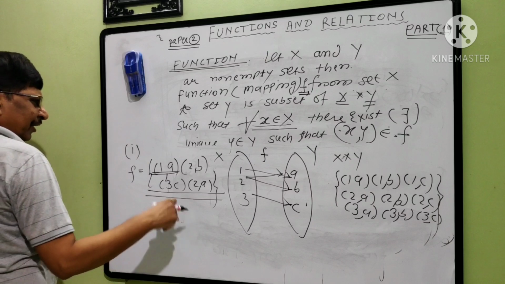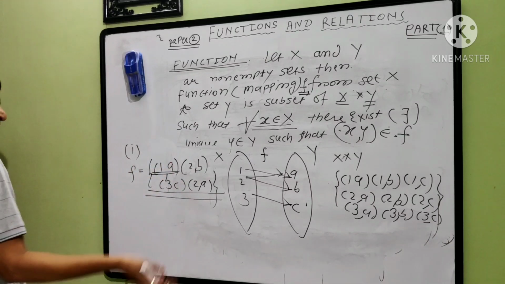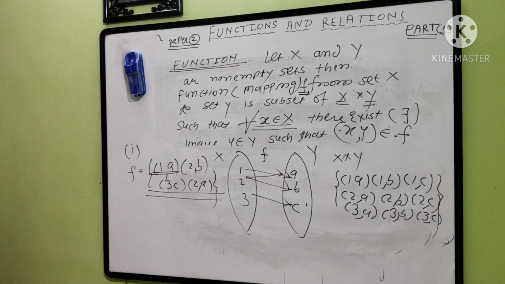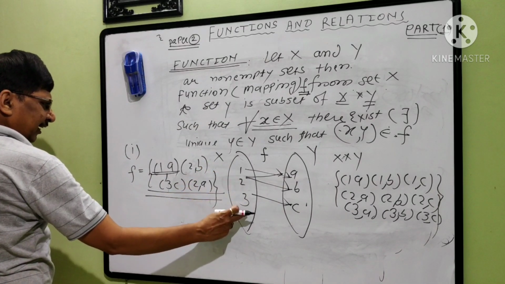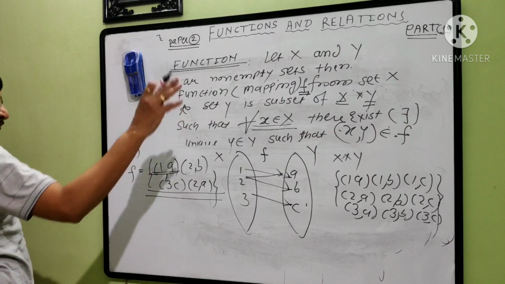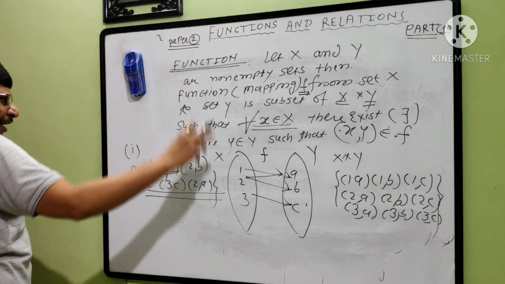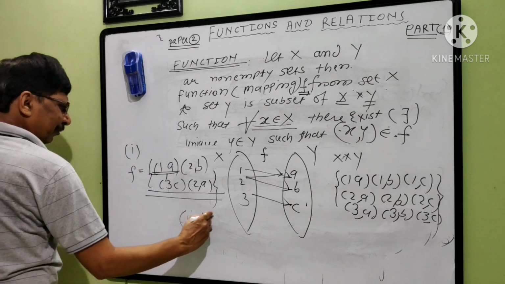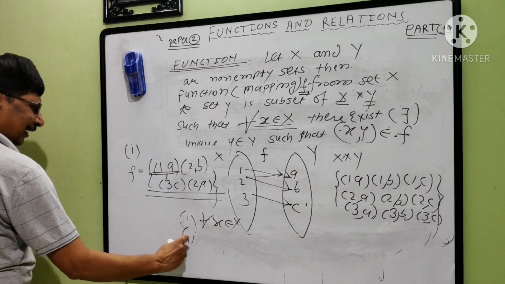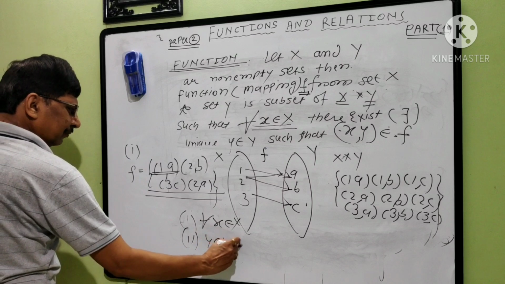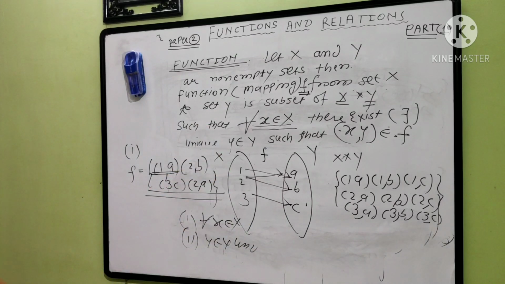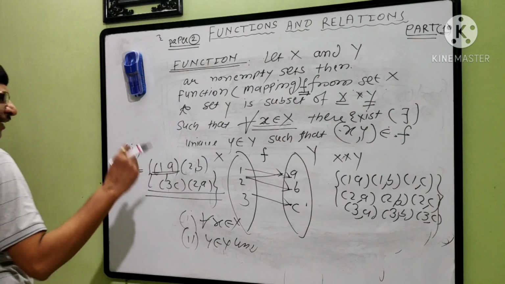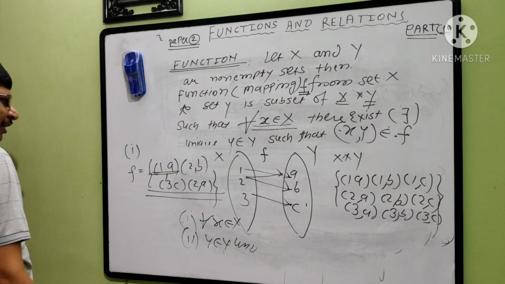Now observe here whether each element of X is related, and it must be related to a unique element of set Y. Now 1 is related, 2 is related, 3 is related. First condition is satisfied, that every x belongs to X is related. There are two conditions mainly: for every x belongs to X, and secondly y belongs to Y, unique. Okay. Now each element is related. Now first condition is satisfied, but there should exist a unique y.